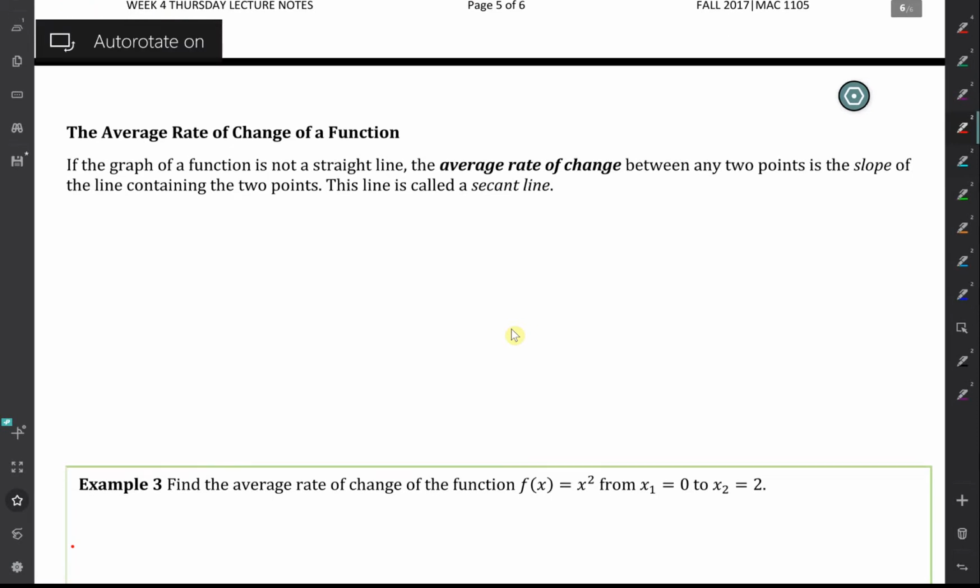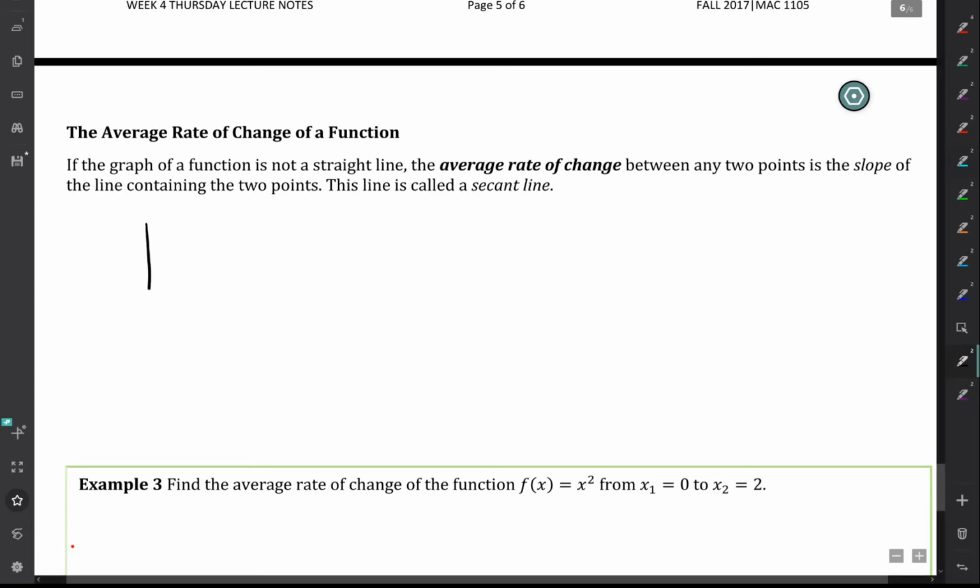Okay, the last page of notes for this section, we're going to look at the average rate of change of a function. So if the graph of a function is not a straight line, we can still find the average rate of change between any 2 points, and that's the slope of the line containing the 2 points. This line is called the secant line. So let me just draw you a diagram.